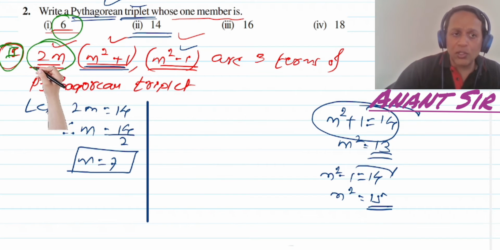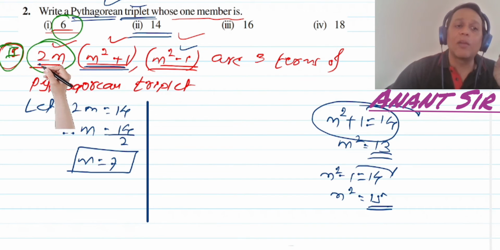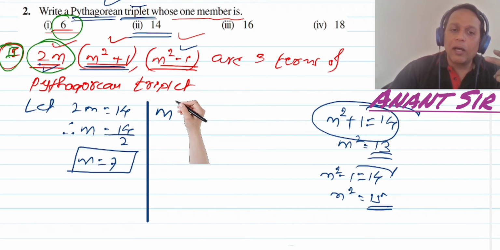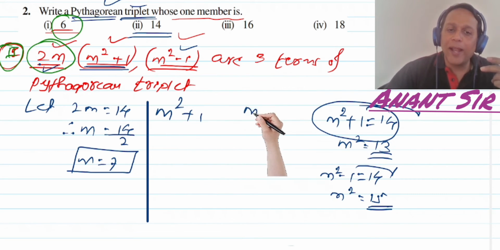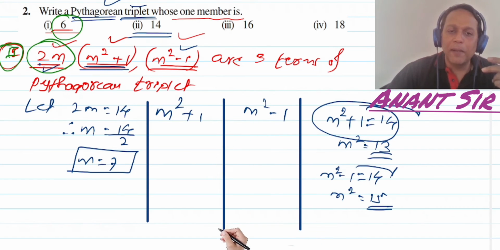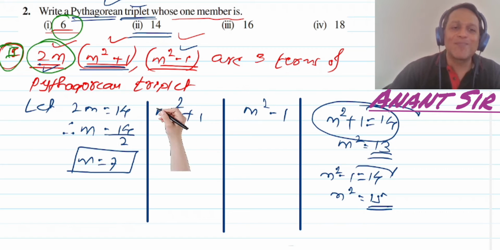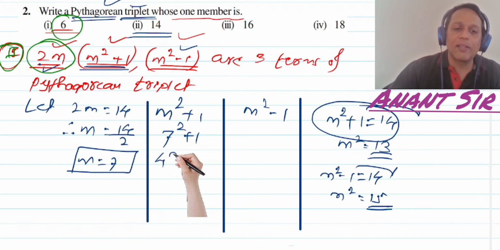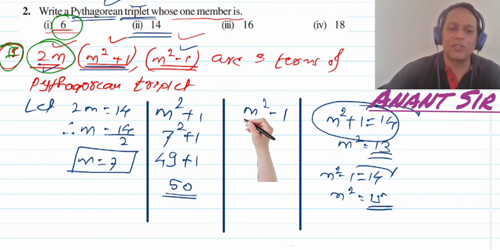So from this m we can find the other two members. The first member 14 is equal to 2m. Now which are the other two members? One member is m square plus 1 and one is m square minus 1. We have to find the two values, that's it. So put the value of m here. m square plus 1 is 7 square plus 1. 7 square is 49. 49 plus 1 is 50. This is the second member.